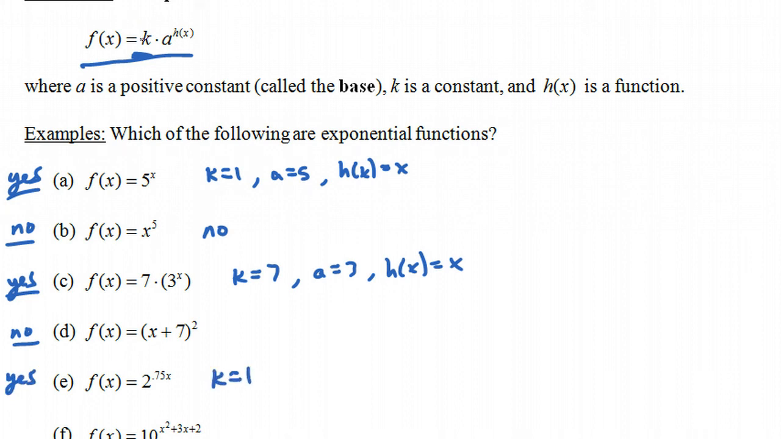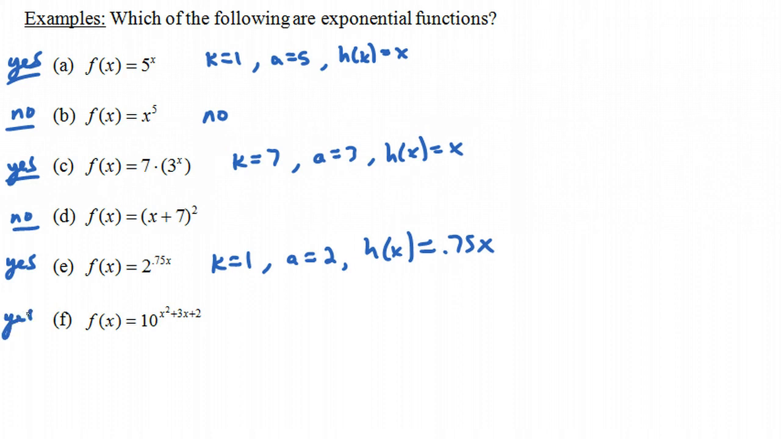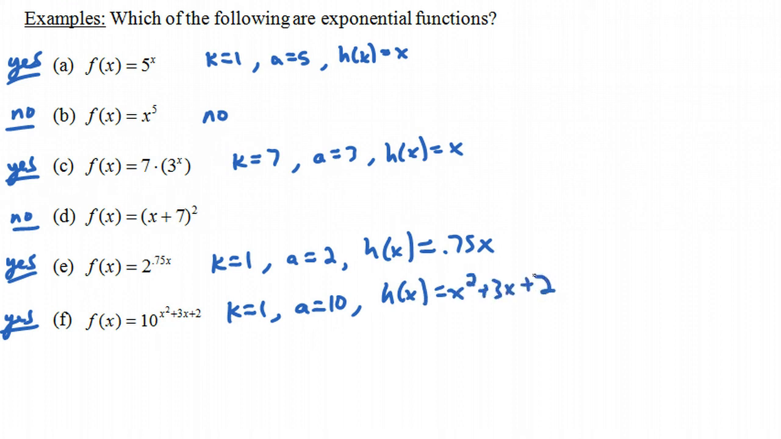Notice the constant out front. There's no constant here, so it's assumed to be 1. The a would be 2, and the h of x would be 0.75x. It's just a function of x. And finally, this last one is also an exponential function. The k in this case is 1. There's no coefficient there that we can see, so it's just 1. The a would be 10, that's the base, and the h of x is x squared plus 3x plus 2.